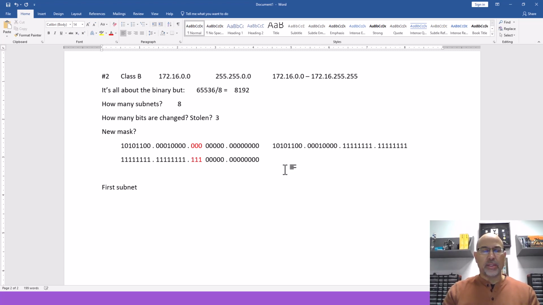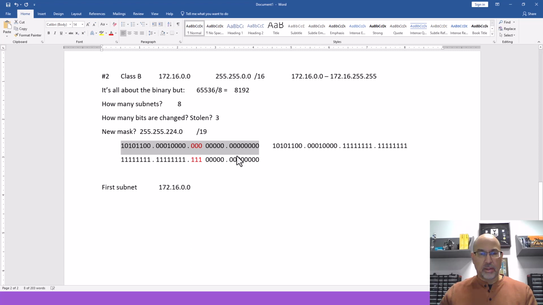What would be the new mask if we stole 3 bits here? Well, 255.255, what's this new mask? Well, it would be 255.255.224.0. The CIDR notation for this mask up here is /16. The CIDR notation for this mask is /19. So the first subnet, obeying the rules, we start with the classful address space, 172.16.0.0, which looks like this.